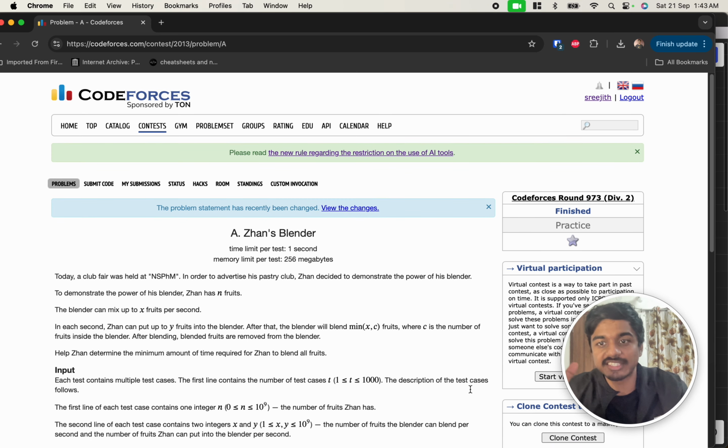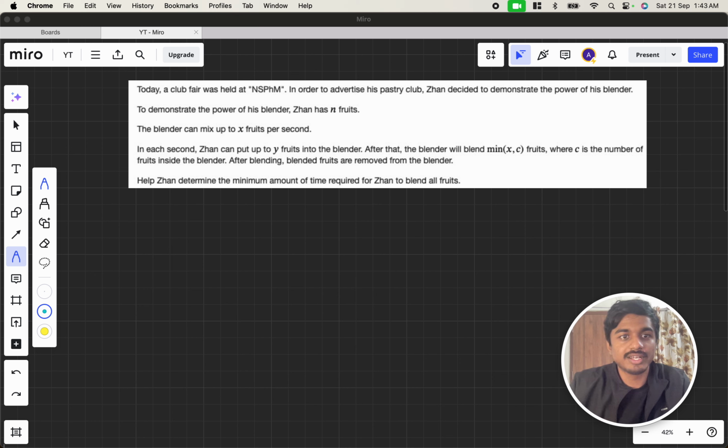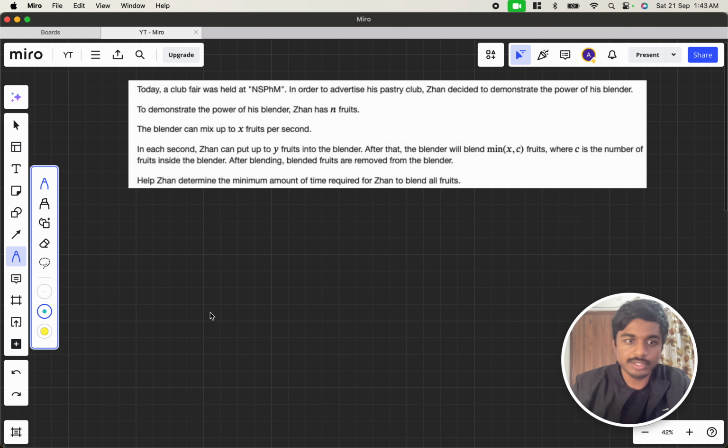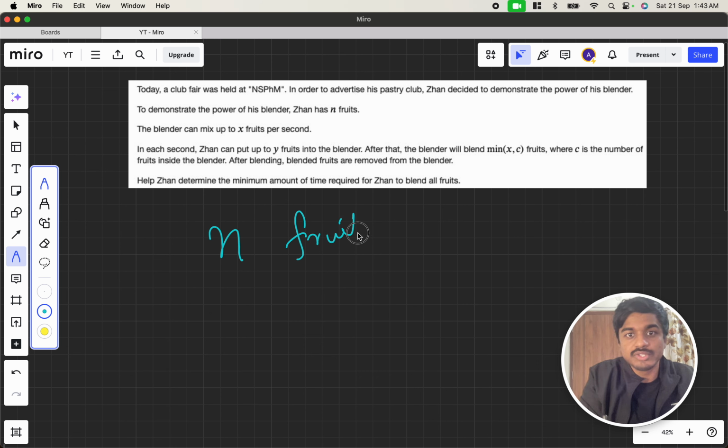This is Codeforces and we're gonna solve the first problem of Codeforces Round 973, and this is called Zhan's Blender. Here the problem is: today a club fair was held at some random place. In order to advertise his pastry club, Zhan decided to demonstrate the power of his blender. To demonstrate the power of his blender, Zhan has n fruits. Total number of fruits are n.